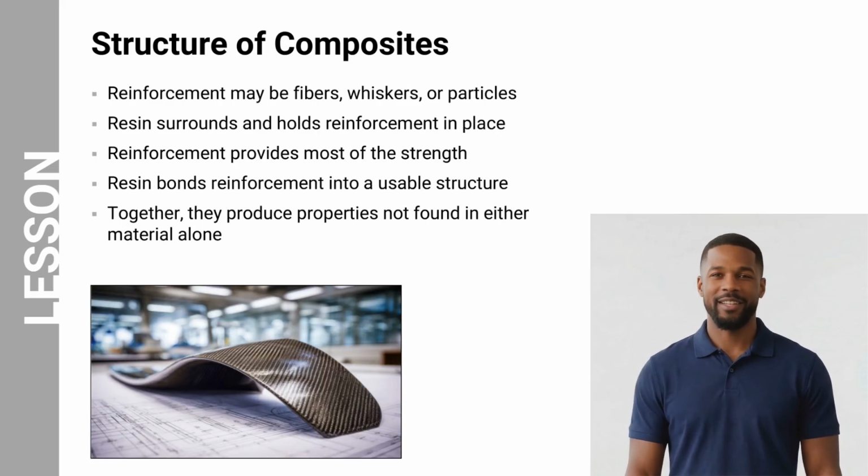To understand composites further, let us examine their structure. Composite materials consist of reinforcement and resin working together. The reinforcement, which may be fibers, whiskers, or particles, provides most of the strength. The resin surrounds and binds the reinforcement, holding it in place and transferring loads between fibers. This combination creates a material with properties that are not possible with either component alone. The image shown demonstrates how composite materials can be shaped into strong and lightweight structures used in aircraft components.